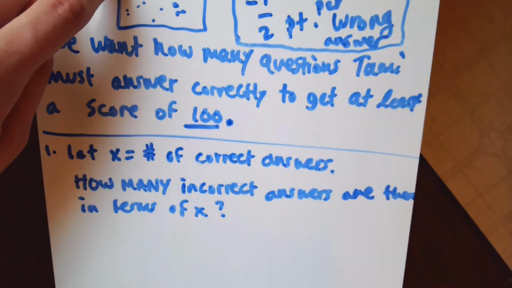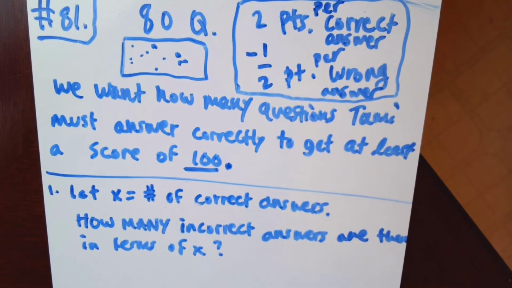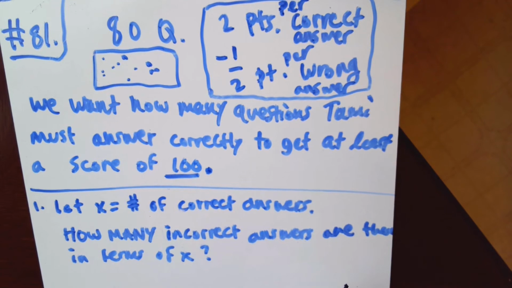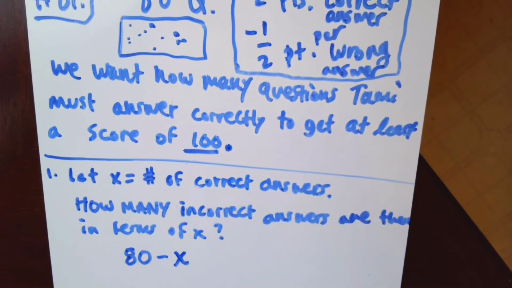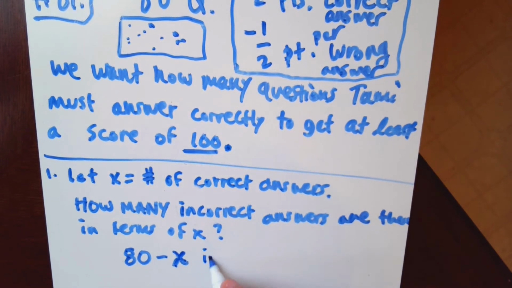Well, there are 80 questions in total, and you either get the question right or you get it wrong. So the number of correct answers plus the number of incorrect answers must be 80. Another way of saying that is that the number of incorrect answers is 80 minus X. It's 80 minus however many are correct, because the only things left over are the incorrect ones. We take the 80 questions, take out all the correct answers, and we're left with 80 minus X incorrect answers.